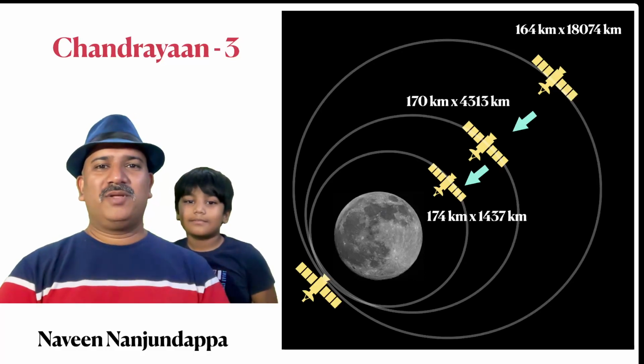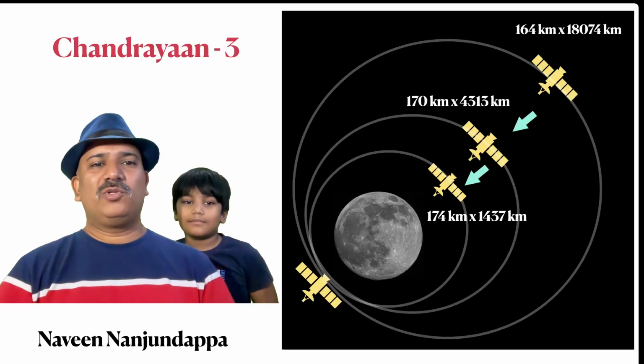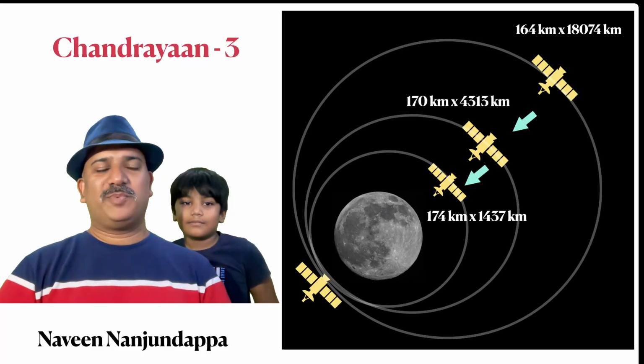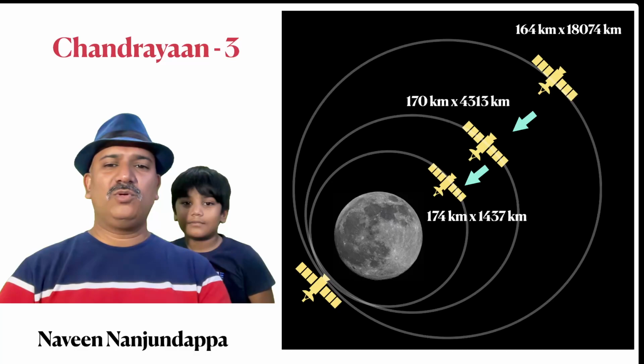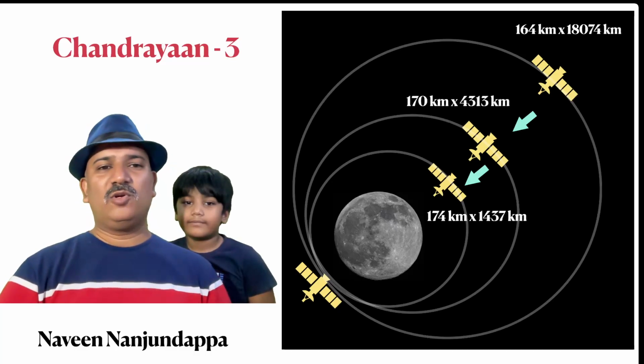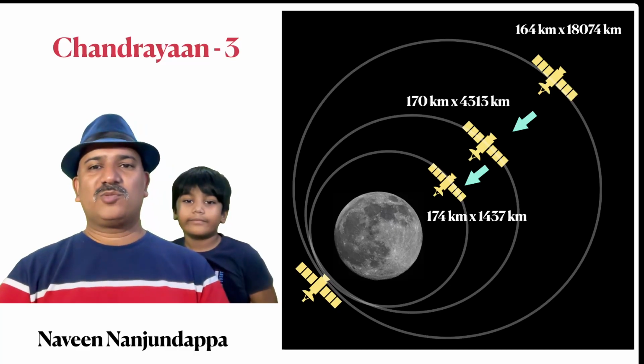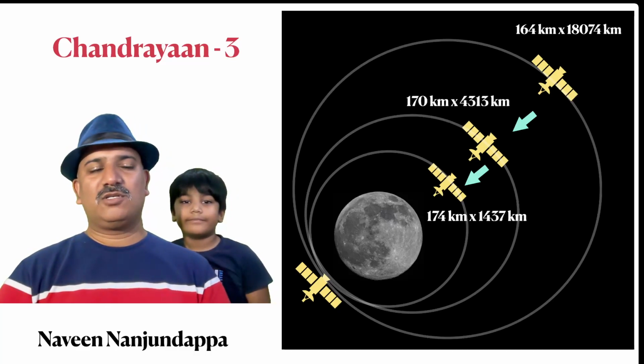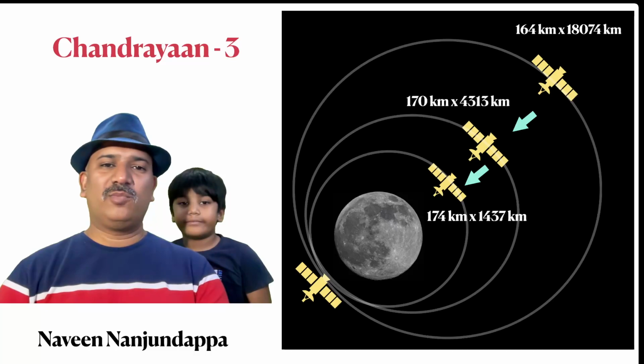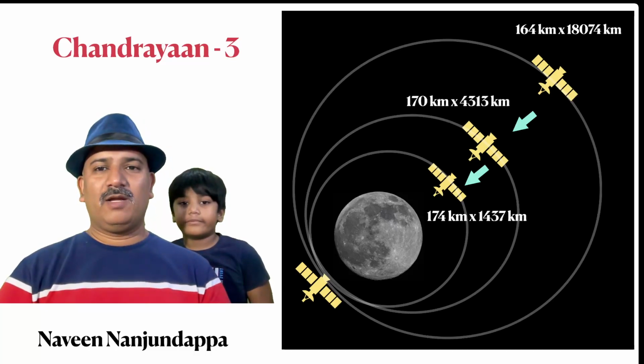Hi, in the previous video, I updated you that Chandrayaan-3, the spacecraft, has left Earth and has transitioned into the lunar orbit, and a successful lunar orbit insertion was done. After which, it was placed on a 164 kilometers to 18,074 kilometers elliptical orbit.